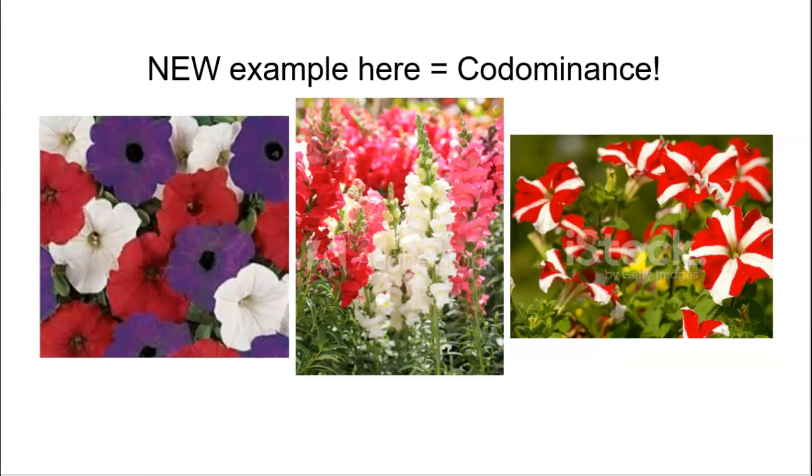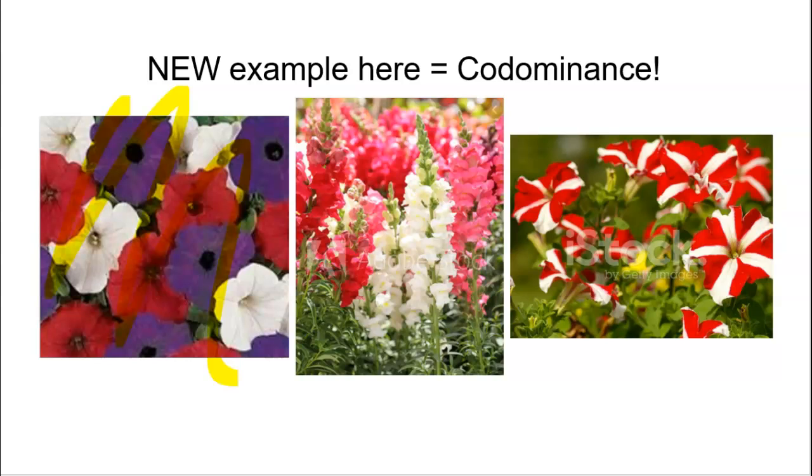Here are some pictures of various flowers. The first example over here shows you some red, purple, and white. Maybe in this case we're talking about multiple alleles. We'll get to that more in the future. But in this case, maybe red is dominant over white. So if you mix red and white, you get only red.